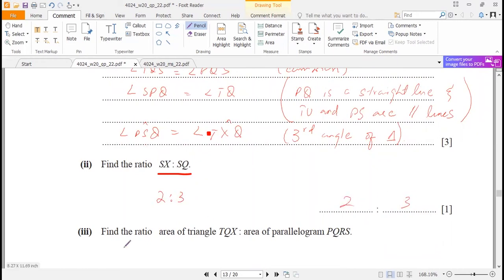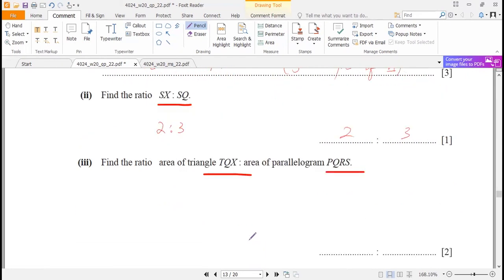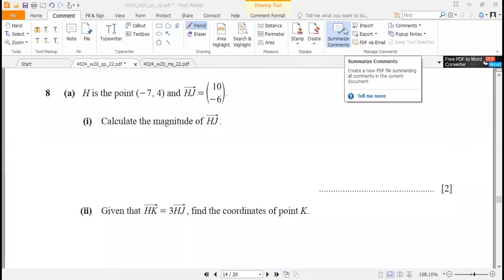Okay, now find the ratio of the area of triangle TQX to the area of parallelogram PQRS. Now, the area of triangle PQ. Question number 8.